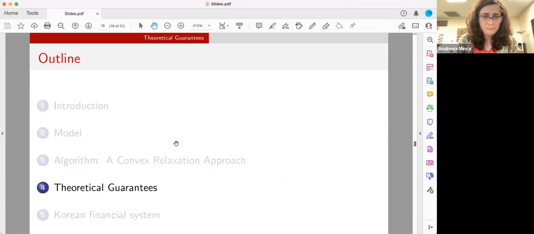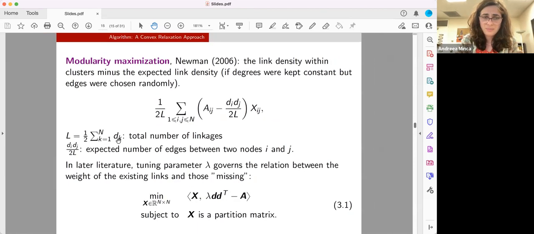Now the algorithm itself is a variant of modularity maximization, and the modularity is defined as the link density within clusters minus the expected link density. So this is what you observe. This is part of the adjacency matrix. Again, I'm giving you the snapshot of the Korean network, and you're going to observe connectivity in that network. And you're going to be looking at the actual link density minus what would have been the expected link density if the edges were chosen randomly. And this is what you would be getting as a definition of modularity. And the more clustered the network is, the larger this modularity measure.